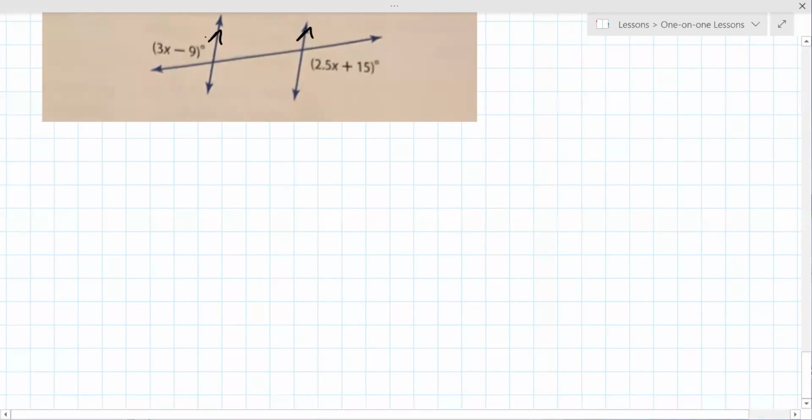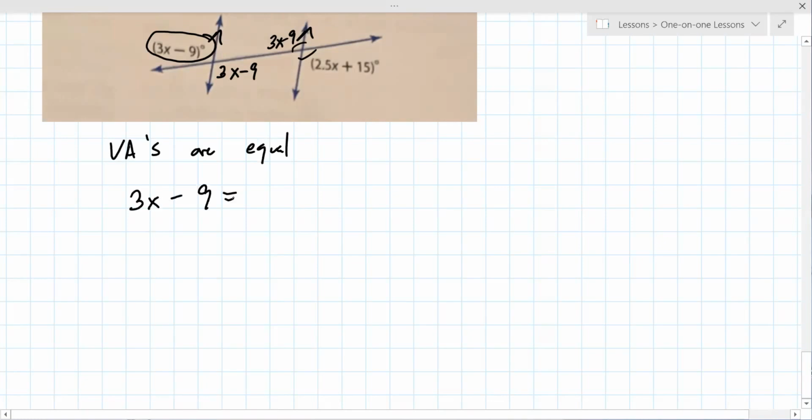So the way I would answer is this, I'd be like, okay, that right there, 3x minus 9 is the same as that, 3x minus 9. And then 3x minus 9 would go up here because of alternate interior angles. You see I moved it? And then these are vertical angles. And we know that vertical angles are equal. So we're going to set 3x minus 9 equal to 2.5x plus 15.